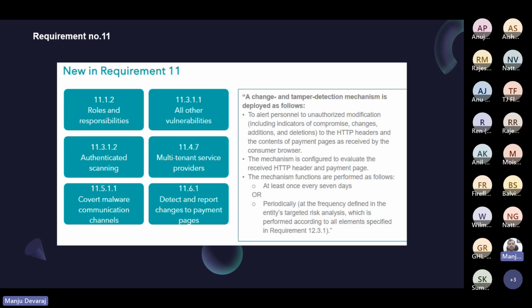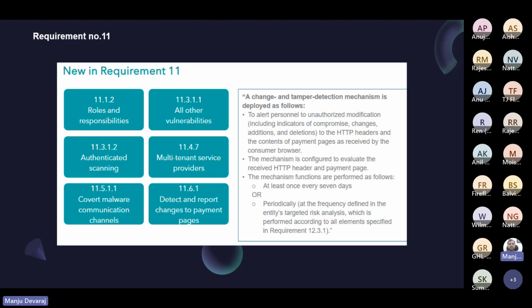So sorry. It is like a not white box. Red hat, white hat kind of thing. You use white box testing, you use the credentials. So anyway, authenticated scanning is talking about the scan itself, the scanner, and then multi-tenant service provider.